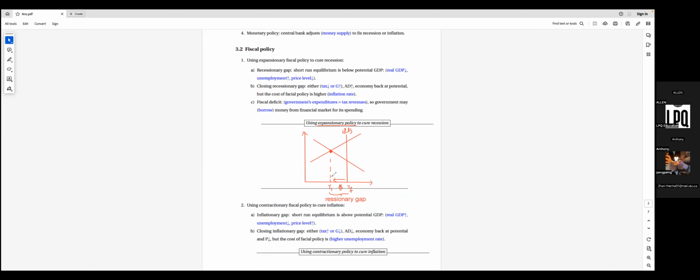So how can we fix this one? How can we close this recessionary gap? By using expenditure. By what? By using government expenditure, by using fiscal policy, sorry. So you can do two things. We mentioned that as a government, you can change two different things: the tax rate and the governmental spending.